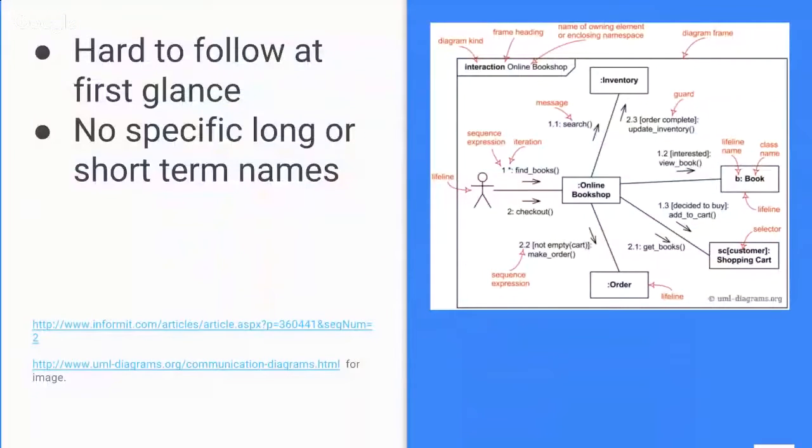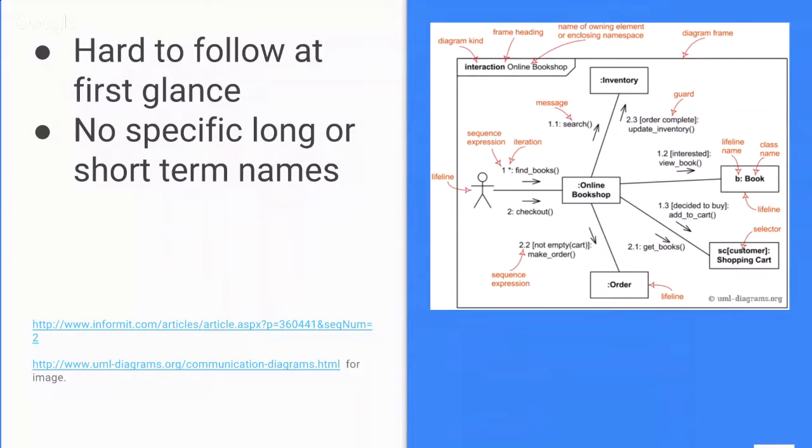Some of the downsides: one is that they're generally harder to follow at first glance. If you look at the diagram in this slide, everything is just kind of everywhere. There's no specific order to it, other than the sequential numbers attached to the messages, which are the arrows pointing at where things are going and when. So there is some order to the chaos, but the first time you look at it, it takes a little bit of time to get used to it.